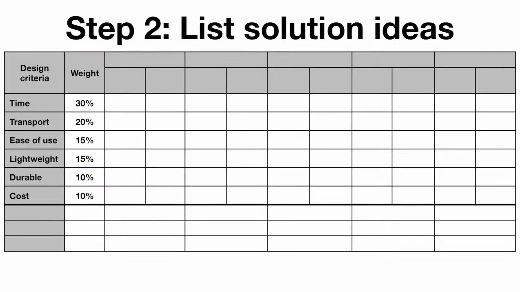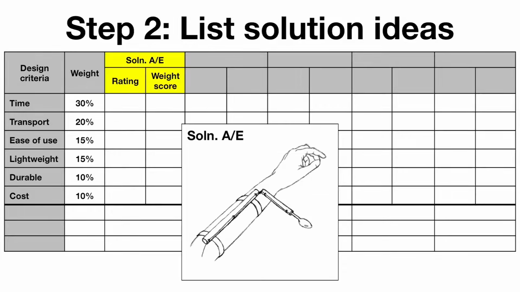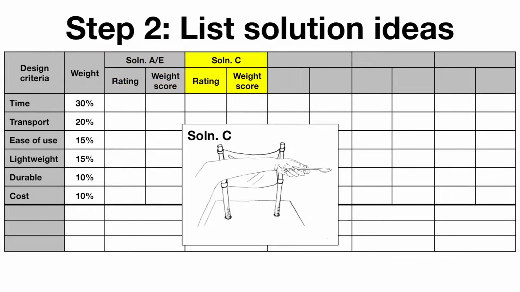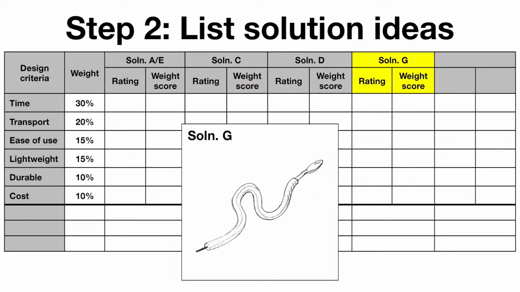The second step is to list the solution ideas along the top row of the table. The solutions in our scoring Pew matrix were those that scored highly in our screening Pew matrix and include solutions AE, C, D, G, and J.